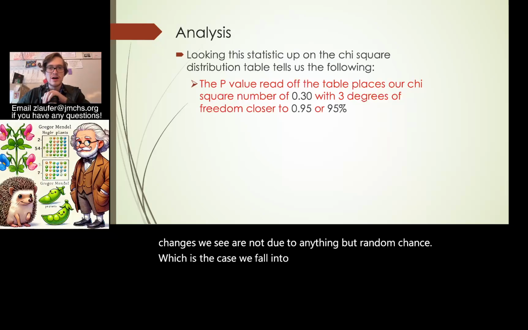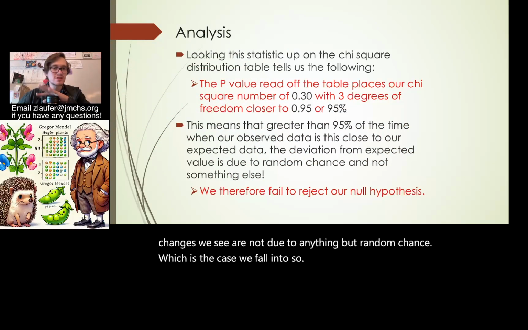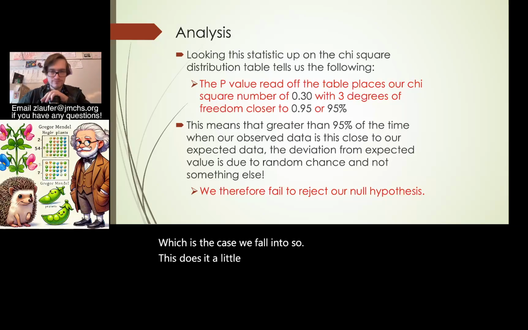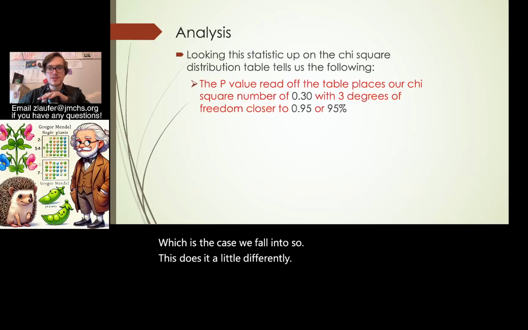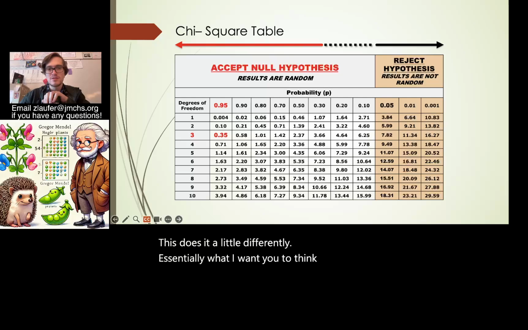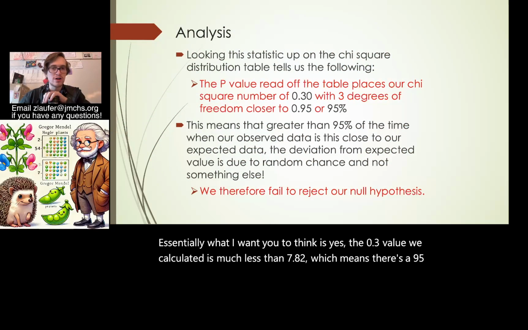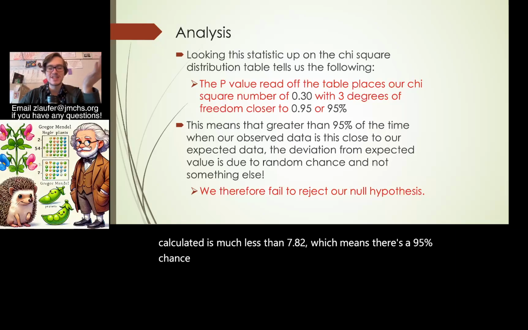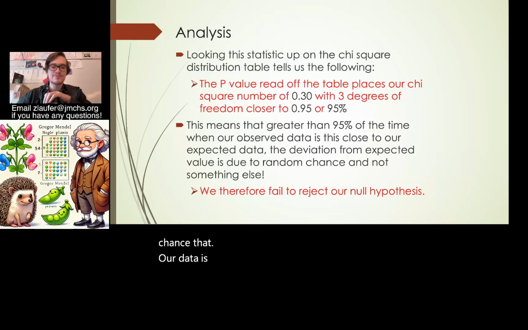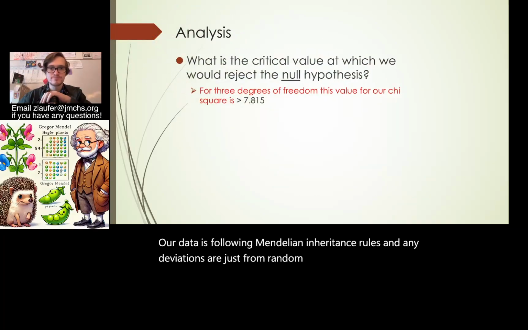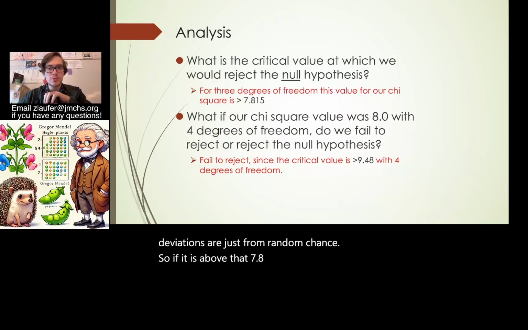So this does it a little differently. Essentially, what I want you to think is, yes, the 0.3 value we calculated is much less than 7.82, which means there's a 95% chance that our data is following Mendelian inheritance rules, and any deviations are just from random chance. If it is above that 7.8 value, then we would reject it.